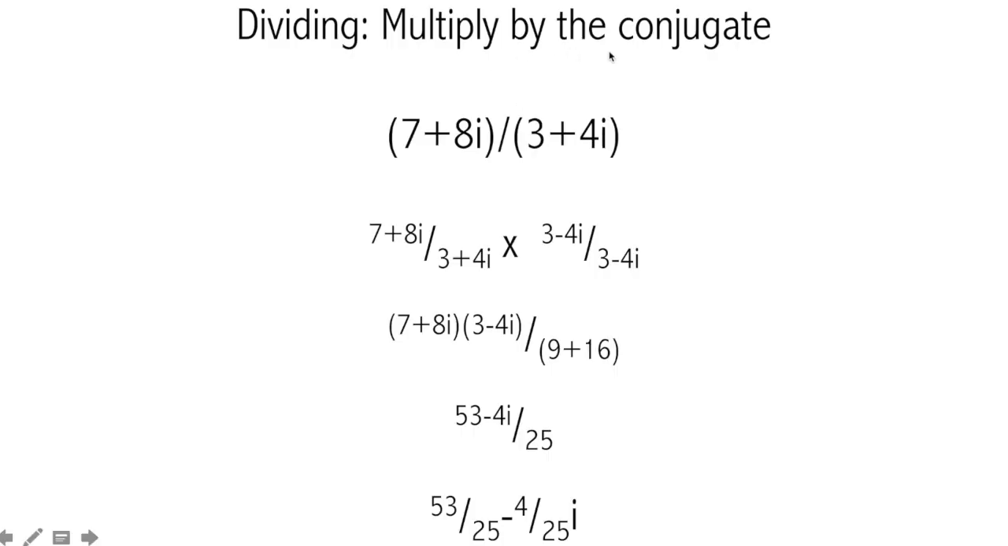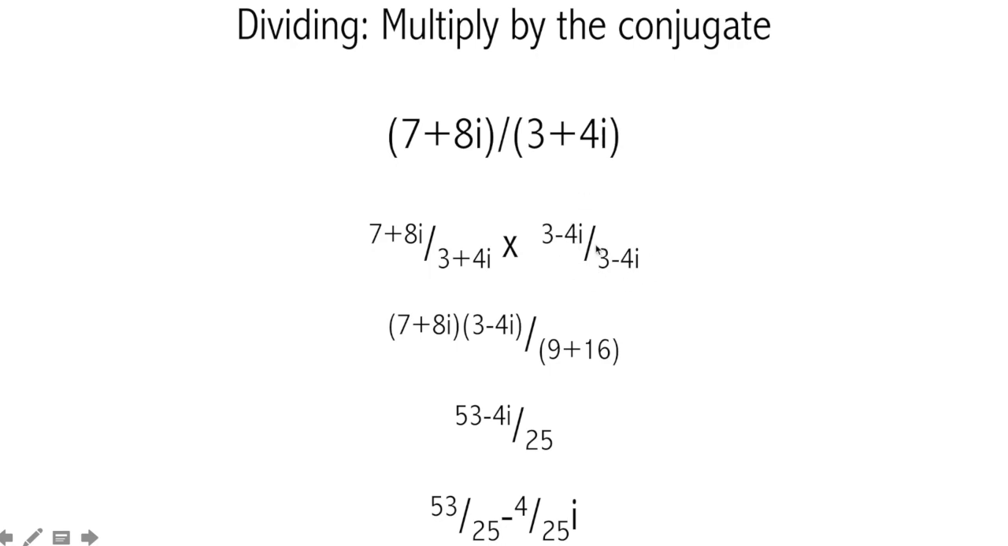Now when you have to divide something, it's pretty much like rationalizing, if you have done that with surds before. So if I had to divide 7 plus 8i by 3 plus 4i, I'd first write it as a fraction with 7 plus 8i in the numerator and 3 plus 4i in the denominator, and then I would multiply both the numerator and denominator by the denominator's conjugate. So I'd multiply both the numerator and the denominator by 3 minus 4i.